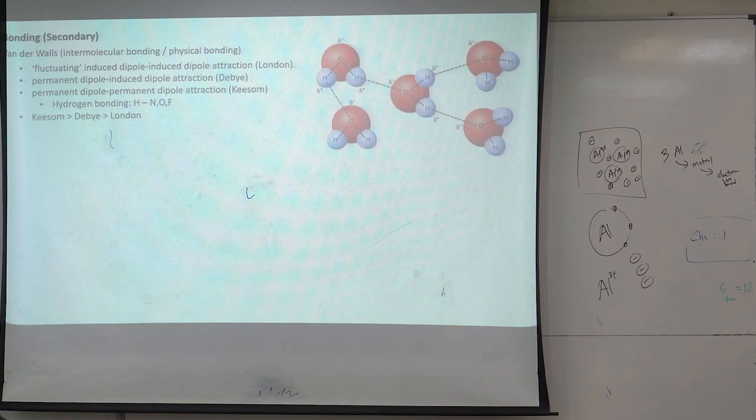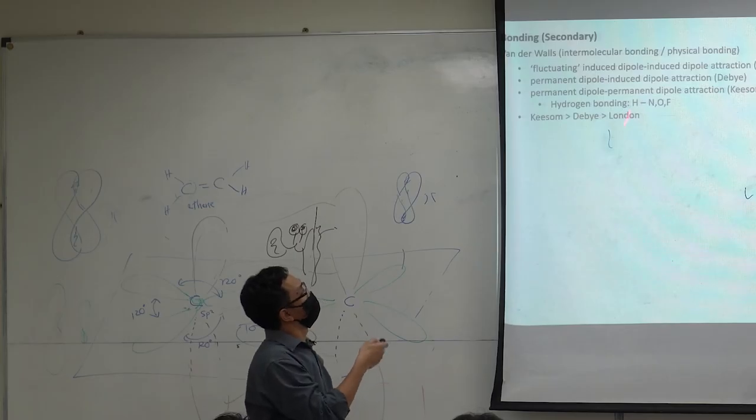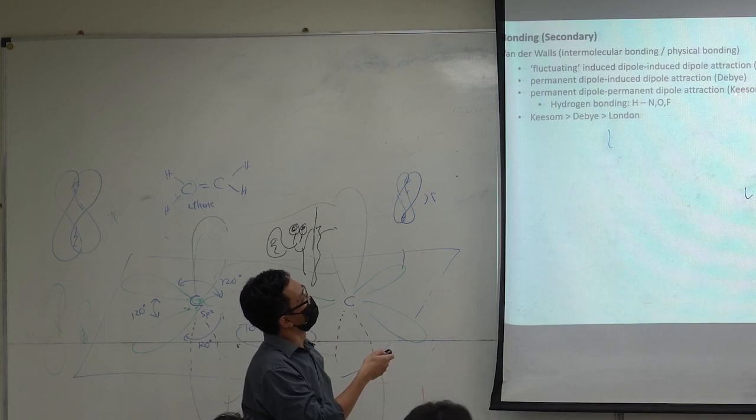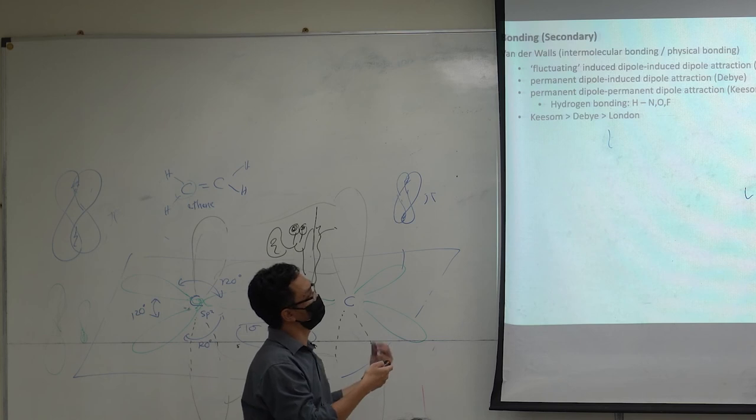In water, there is a special name for that. For the permanent dipole, when the hydrogen is attracted to either nitrogen, oxygen, or fluorine, we call it hydrogen bonding. In terms of strength, the Keesom, this one, is stronger than Debye and stronger than London. So that's the idea.